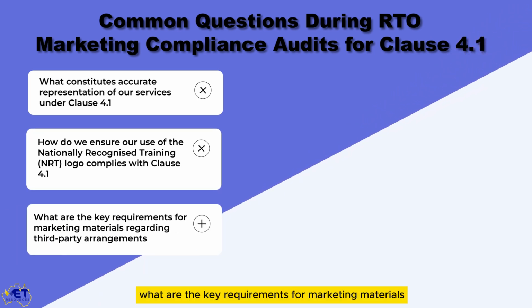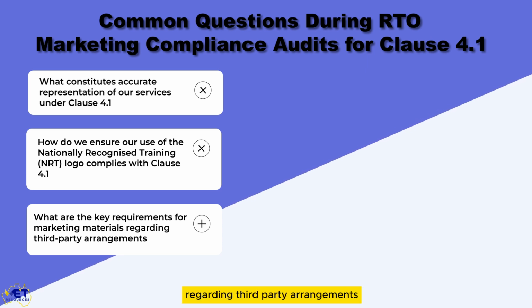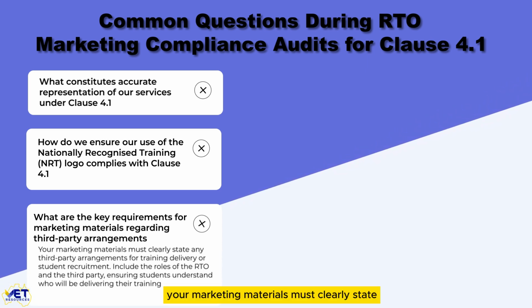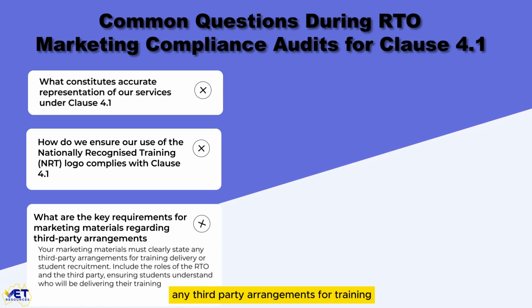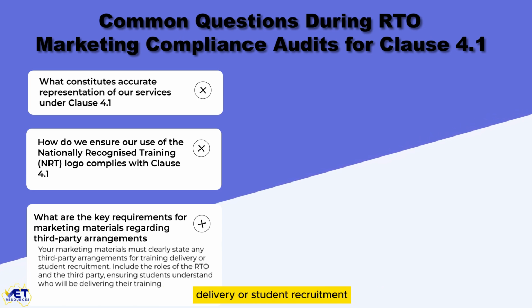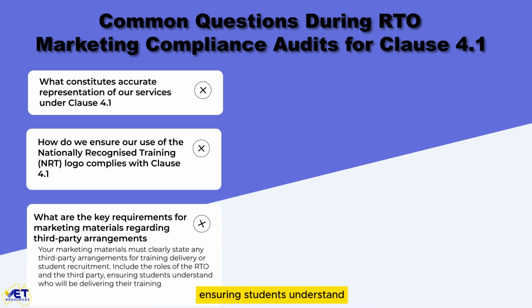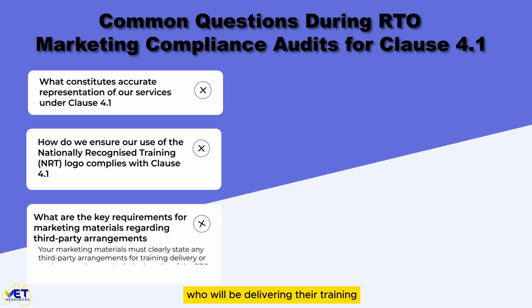What are the key requirements for marketing materials regarding third-party arrangements? Your marketing materials must clearly state any third-party arrangements for training delivery or student recruitment. Include the roles of the RTO and the third party, ensuring students understand who will be delivering their training.